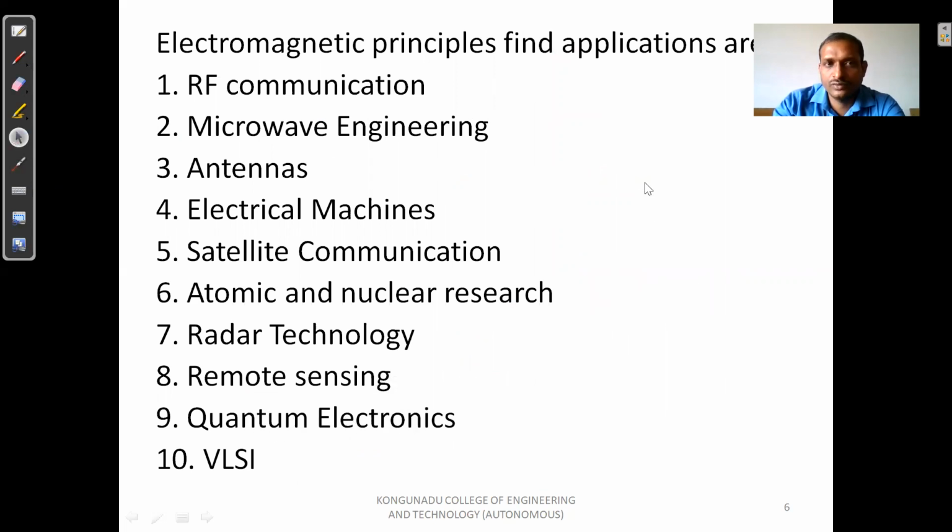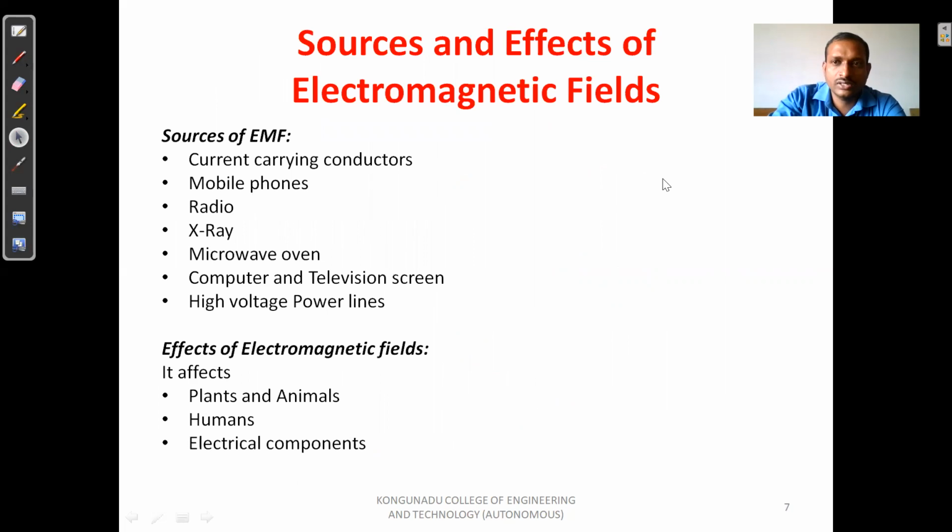So next, we will go to the sources and effects of electromagnetic fields. Sources of EMF: EMF will be produced by the following equipment or processes. Current carrying conductors produce EMF. Whenever there is a change in the current flowing through the conductor, it produces a magnetic field or electromagnetic field. Mobile phones also produce EMF. Radio, X-ray device, microwave oven, computer and television screen, high voltage power lines. So these are the sources of electromagnetic fields.